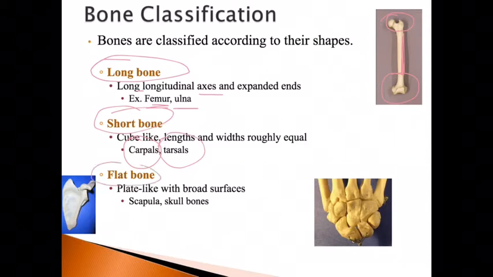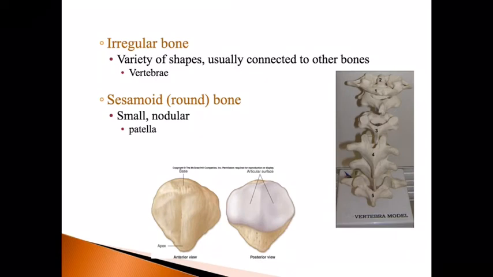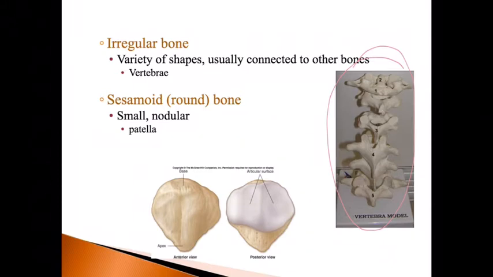Then we have our flat bones. These are flat plate-like structures. So that's going to be things like your scapula, your skull bones. Anytime you have something that's flat with really broad surfaces, that's a flat bone. Then we have an irregular bone. The biggest one of this one is the vertebrae. Look at all these vertebrae over here. They're irregular. They're not necessarily round. They're not long. They're not short. They're just kind of irregular.